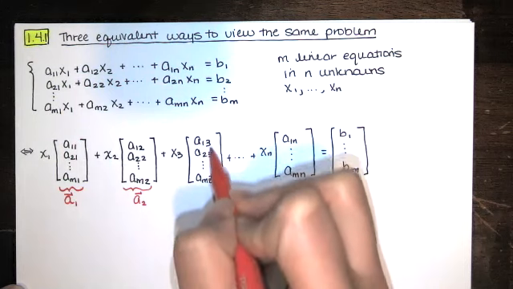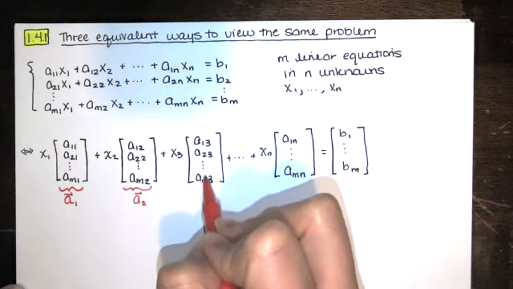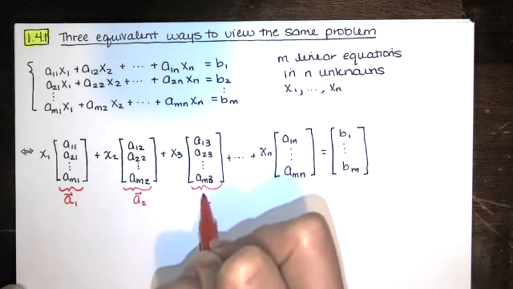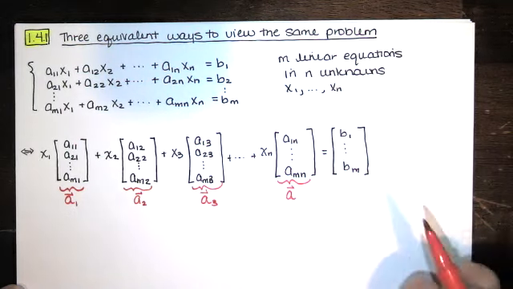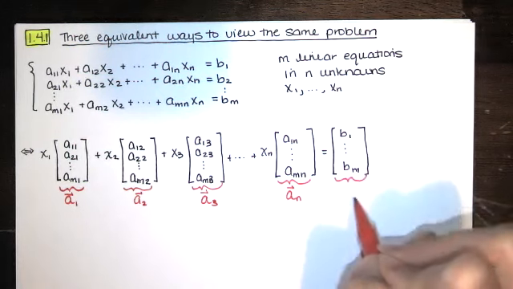The next one, very similar, the second subscript is a 3. The first subscript goes from 1 to m. We're going to call that a sub 3. And then the last one, we'll call that vector a sub n because there are n of them. And we'll call this the vector b.